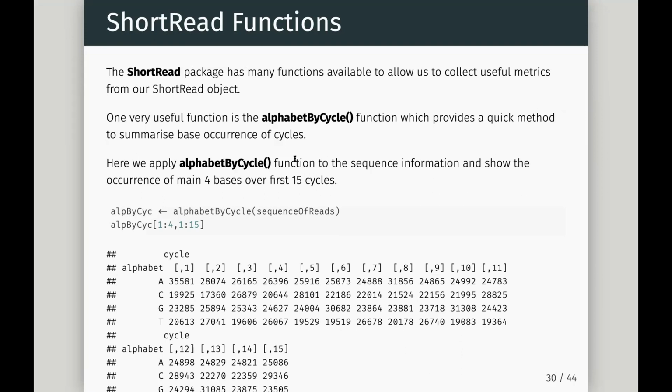The ShortRead package has many functions built really for FastQ to allow us to get useful metrics. Another really useful one is alphabetByCycle. This is going to give us a very quick way of summarizing, for each position in the read, do we see more A's, C's, G's, or T's than we may expect? Okay, so we can see now the main 4 bases, A, C, G, T. We can look over the first 14 cycles.